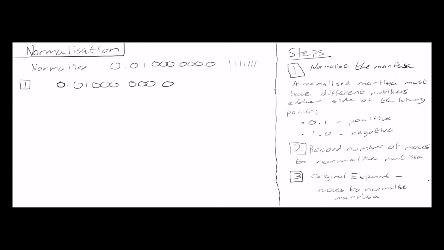So the first step is to normalize the mantissa, and a normalized mantissa is going to have a different number either side of the binary point. It's going to be 0.1 for a positive number and 1.0 for a negative number. My number here is a positive number, so to normalize this I've just got to move the binary point one space to the right. I'm going to write that out again as a normalized mantissa.